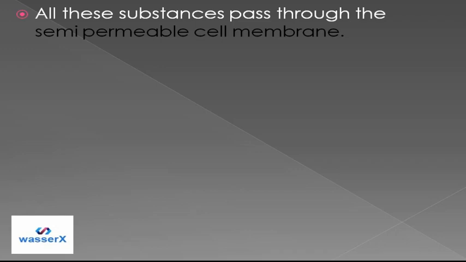Now, all these substances, whatever I said, will come inside and go out by passing through the semi-permeable cell membrane. This is my cell wall, and this is the cell membrane if I'm talking about an animal cell. This cell membrane is semi-permeable. Semi-permeable means it will allow only a few things to enter and a few things to leave the cell. Not all things are allowed to leave or enter the cell.